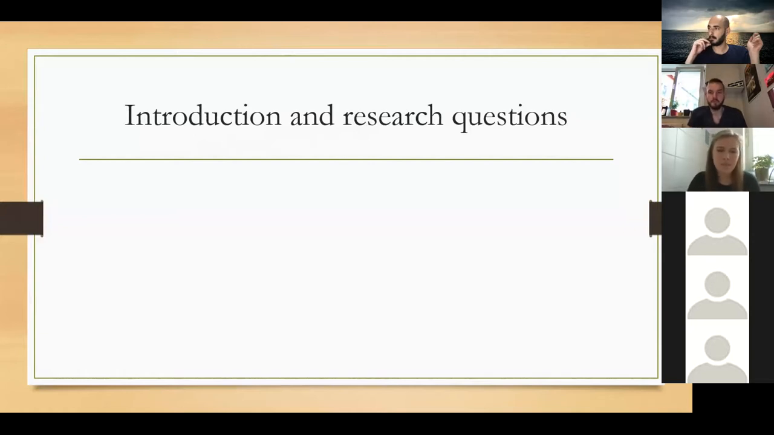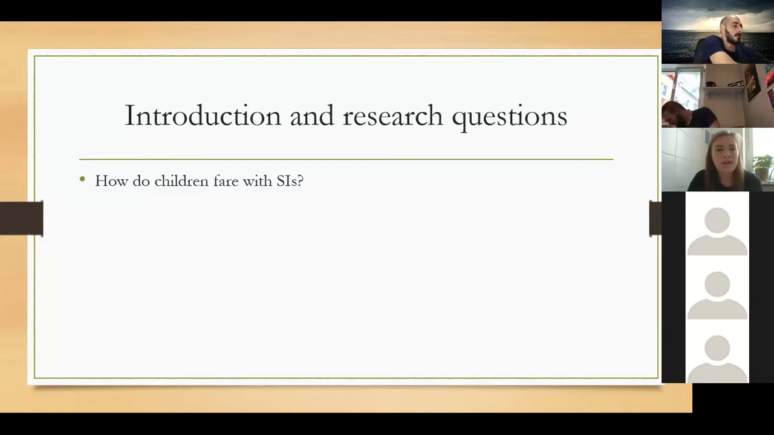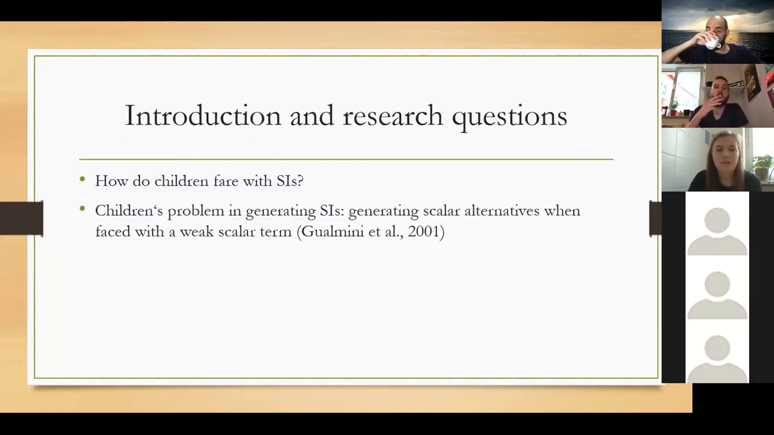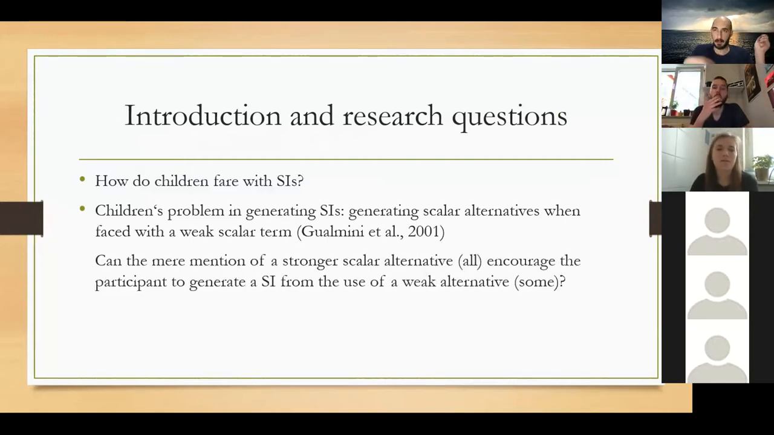So the paper is about the question: how do children deal with scalar implicatures and how do they generate them? Gualmini and others stated in a study from 2001 that children's problem in generating scalar implicatures often lies within generating scalar alternatives when they are faced with a weak scalar term. Based on this, we could ask ourselves: can the mere mention of a stronger scalar alternative, like "all," encourage the participant to generate a scalar implicature from the use of a weak alternative?